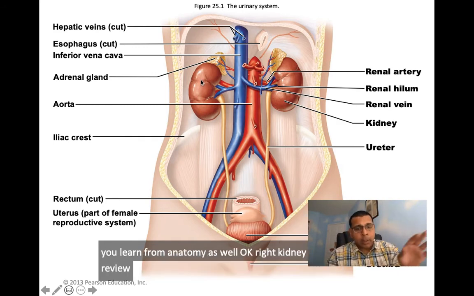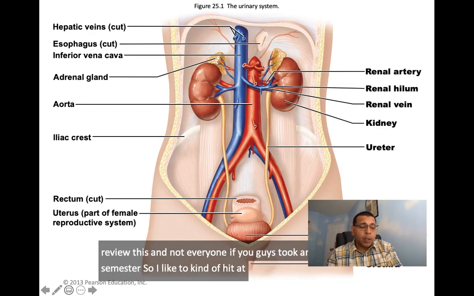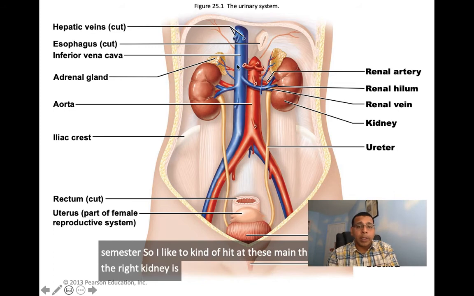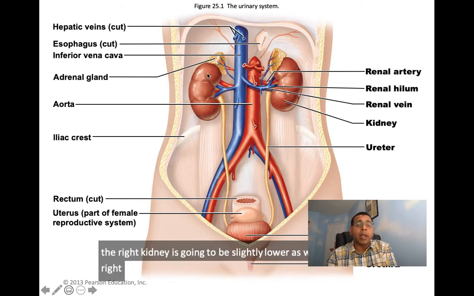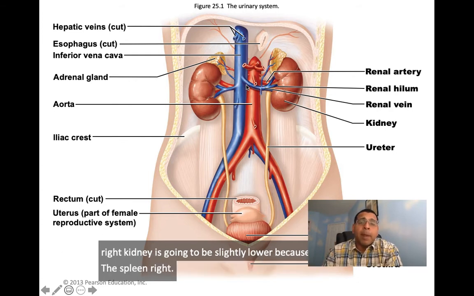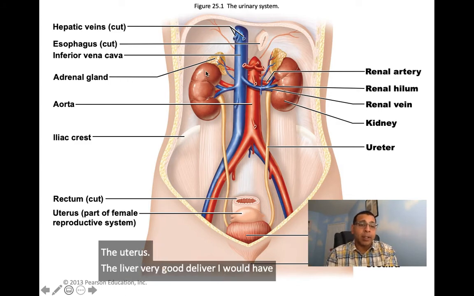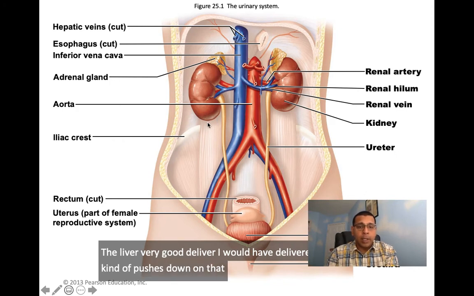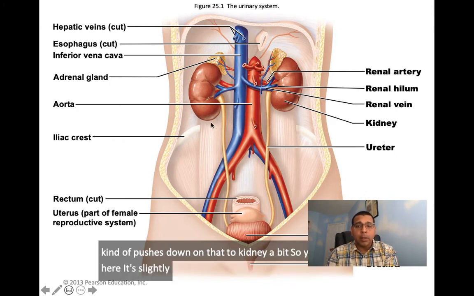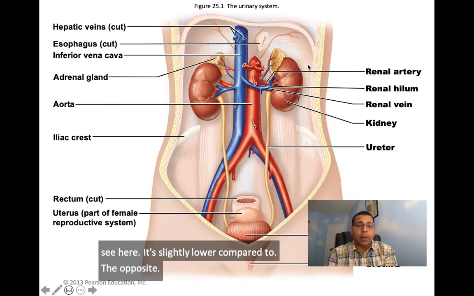Not every one of you took anatomy last semester, so I like to hit at these main things here. So the right kidney is going to be slightly lower, as we can see. The right kidney is going to be slightly lower because of the liver. The liver pushes down on that kidney a bit. So you can see here it's slightly lower compared to the opposite. So right kidney slightly lower compared to left.